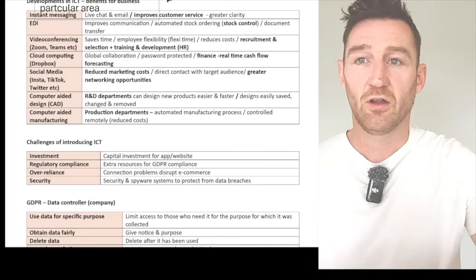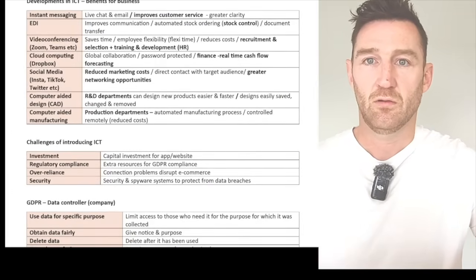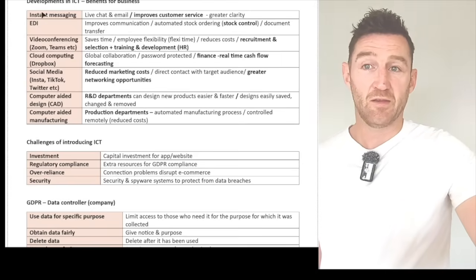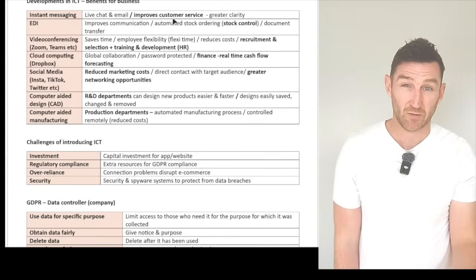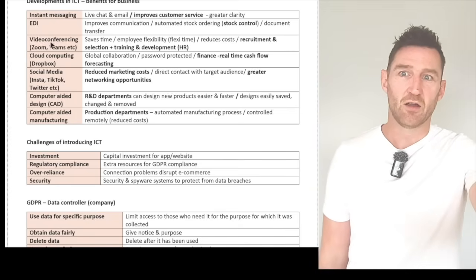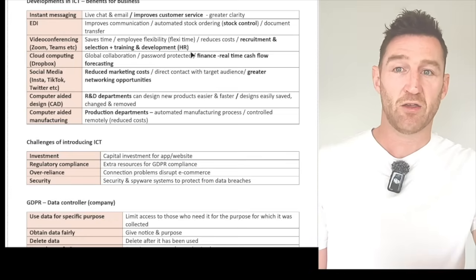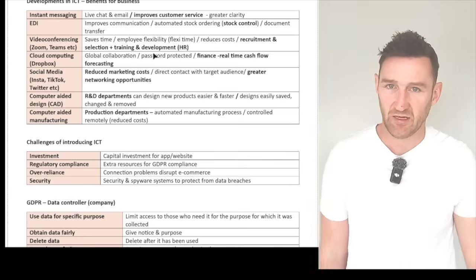So if you're looking here, developments in ICT, what are the benefits for business? So instant messaging is the type of technology, and then you're explaining how it improves customer service. So type of technology, and how does it impact a particular area of the business? You could talk about video conferencing, like Teams and Zoom, and how it impacts recruitment and selection or training and development. So just link it to a particular area of the business.